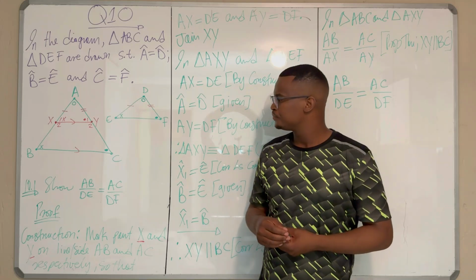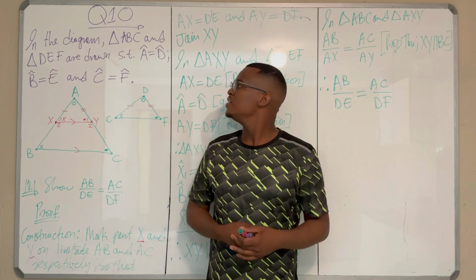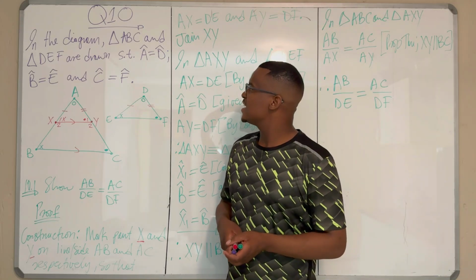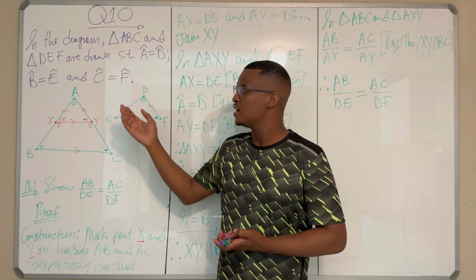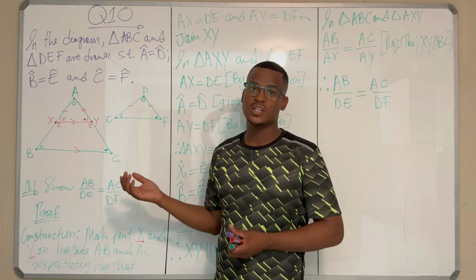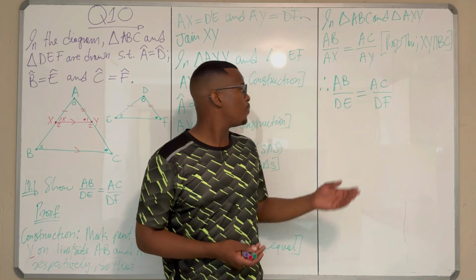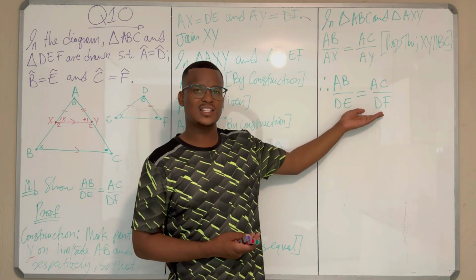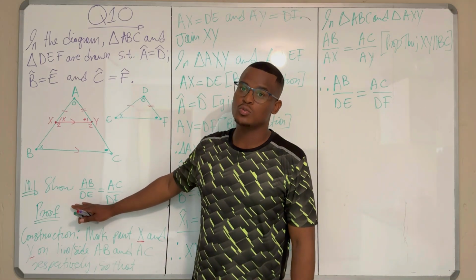So we have shown that if two triangles are equiangular, the corresponding sides are going to be in proportion, which means the ratios of the corresponding sides are going to be equal. But you've only shown this for one side. So you can stop here, because that's what they hinted you to do here.